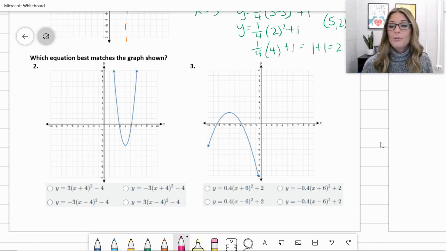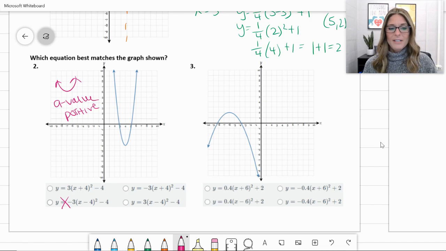And I wanted to remind you, you don't need to graph these. You don't need to throw them into your calculator. Just use what you know. First off, this first one, number 2, is a happy smiley parabola. So I know my a value is going to have to be positive. So let's go through here. It's not this second one. It's not this first one on the right side either. Those have negative a values and should be frowny faces, but we have a happy smiley face parabola.